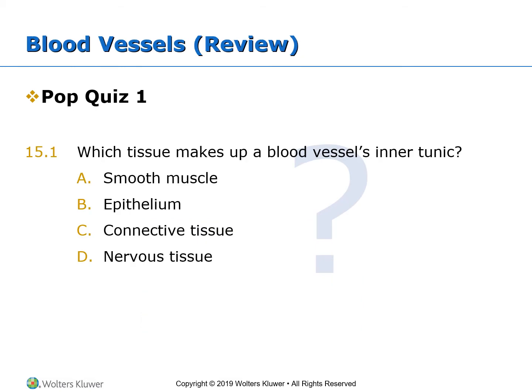Question number 1. Which tissue makes up a blood vessel's inner tunic? The smooth muscle, the epithelium, the connective tissue, or the nervous tissue? The tissue that makes up the blood vessel's inner tunic is called epithelium.